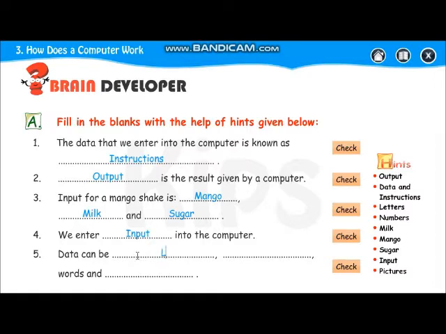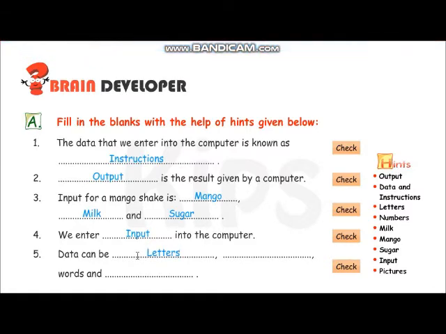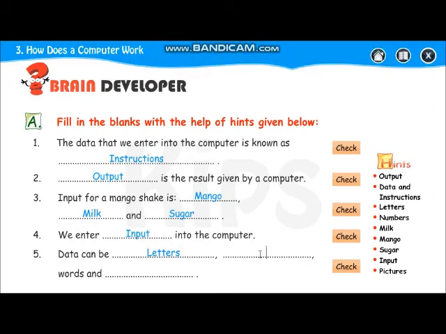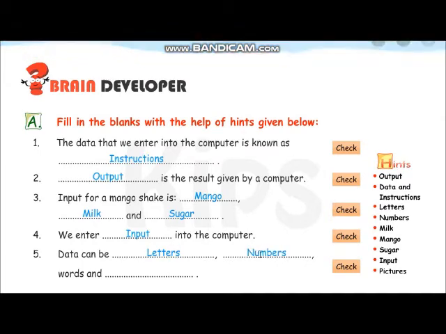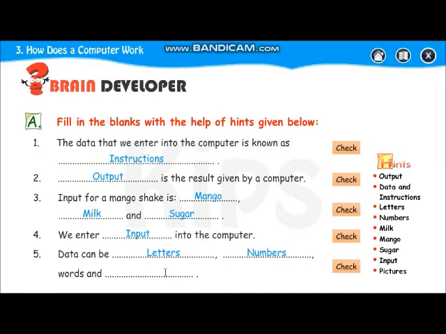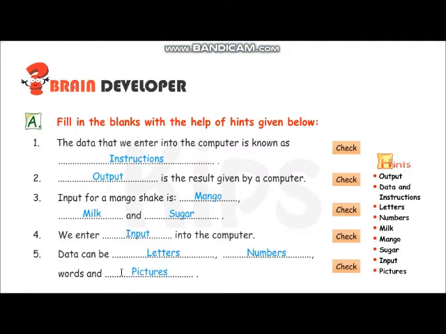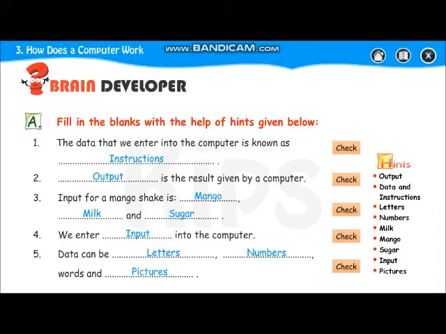Data can be letters. Data can be numbers, maybe the age of someone, words and pictures. So these are your data: letters, numbers and pictures. So these are the fill in the blanks for this.